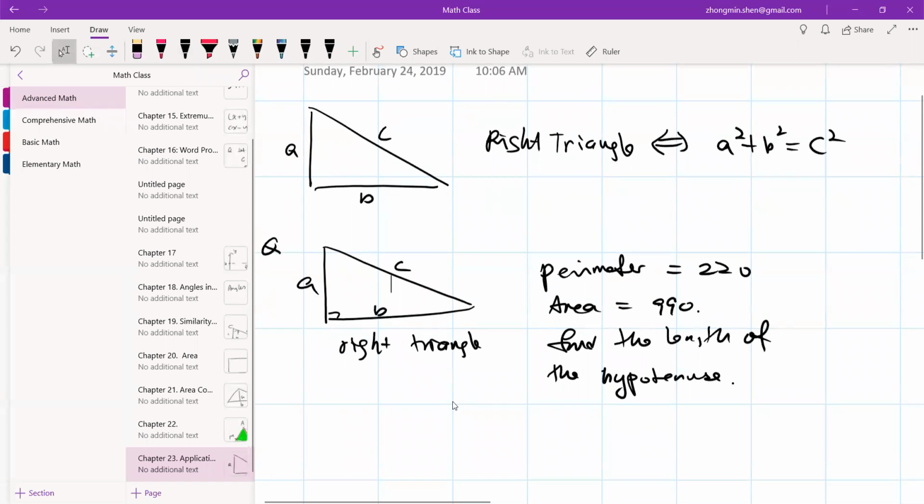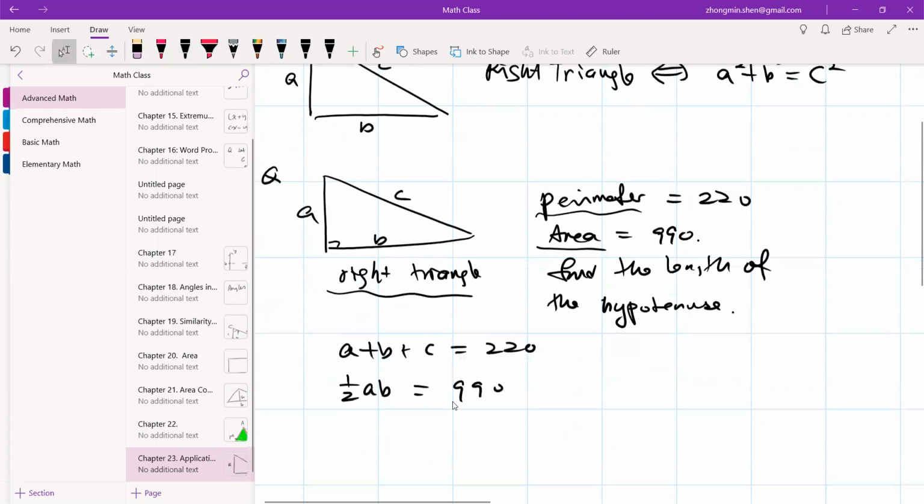All right, so look at this. You have three variables here, A, B, C, and you have to write down all the given information. How many different pieces of information are given? It's a right triangle, and it is given the perimeter and the area. The perimeter says that A plus B plus C equals 220. The area formula is half AB equals 990.